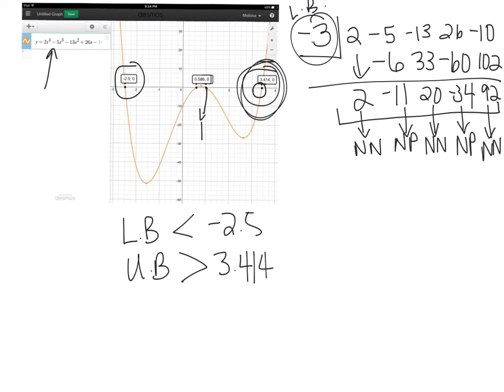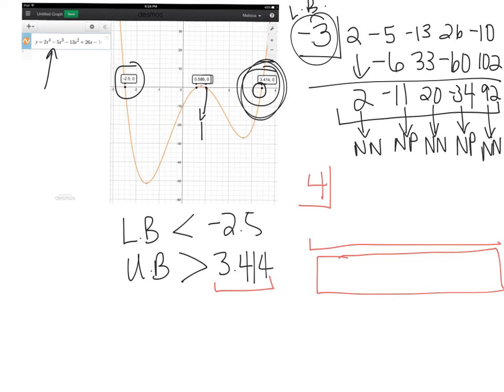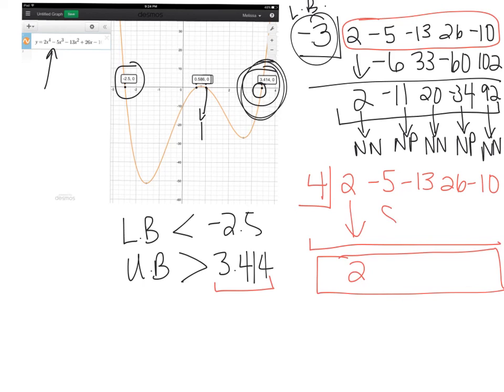So the first number I'm going to test for my upper bound is the first integer greater than 3.4, which is positive 4. And when I carry out synthetic division, I want to make sure that these bottom numbers are all non-negative. So using the coefficients from my polynomial once more, I get 2, negative 5, negative 13, 26, and negative 10. And when I carry out synthetic division, so far I have all non-negative numbers at the bottom.